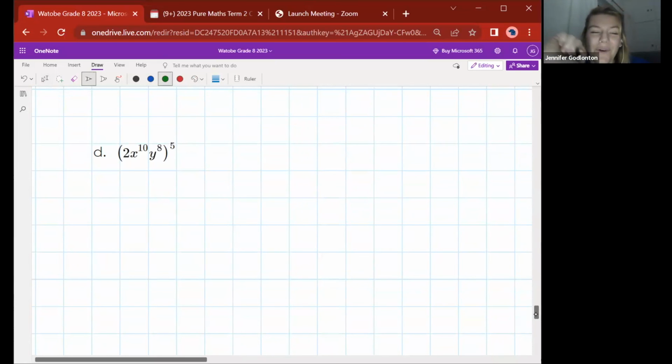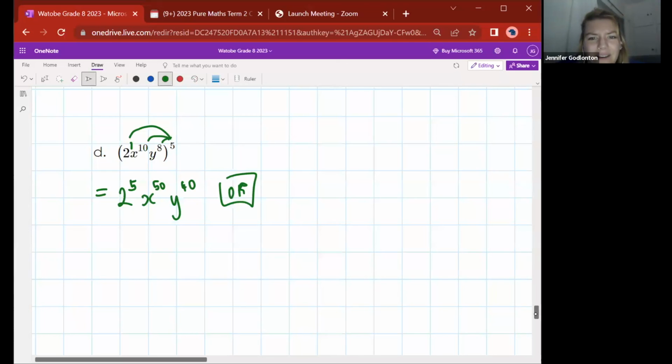Remember, when a number or a letter does not have an exponent, we have to give it an exponent of 1. We cannot forget it. So that 5 has to go to each of those. It's going to be 2 to the power of 5, x to the power of 50, y to the power of 40. 2 to the power of 5 is 32. Yes, that's right. 8, 16, 32. X to the power of 50, y to the power of 40. Don't forget that first part, guys. It's the sneaky sneak. It's trying to trap you.